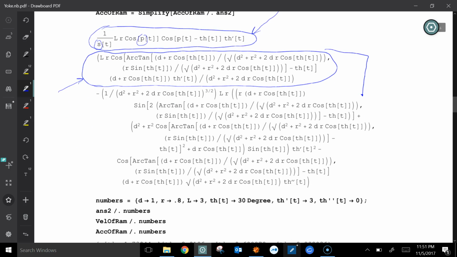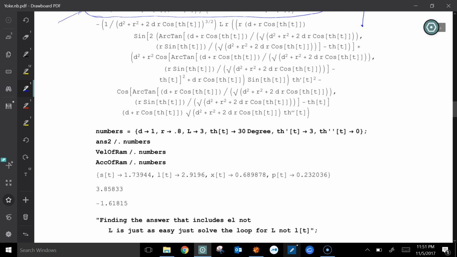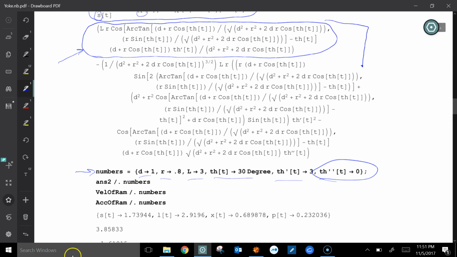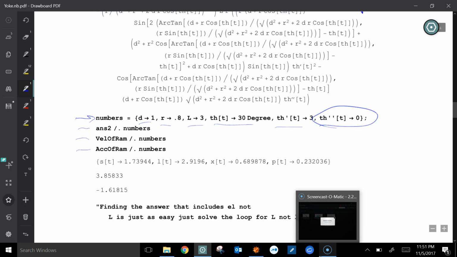Same thing with the acceleration; it's just a lot uglier. It's just much more complicated. Just to show you that it works, I'm going to put in some numbers. So I'm just going to make up some numbers. I make up a number for D, R, L, put theta at 30 degrees, and theta dot, omega, is 3, and I think the book said it was constant, so that's 0. And then all I do is plug it into the undotted solution for the velocity and for the acceleration, just to show you that if you know these numbers, you get numbers out for this guy.